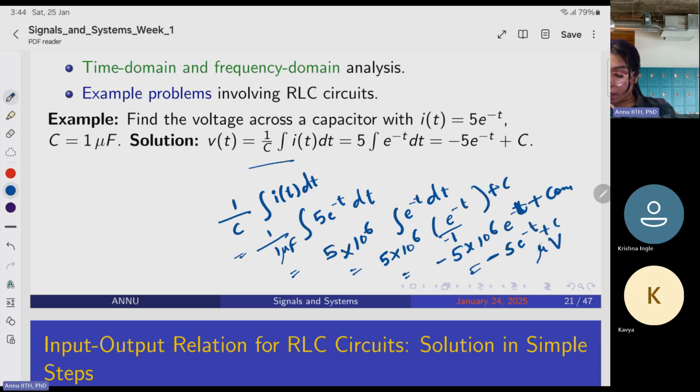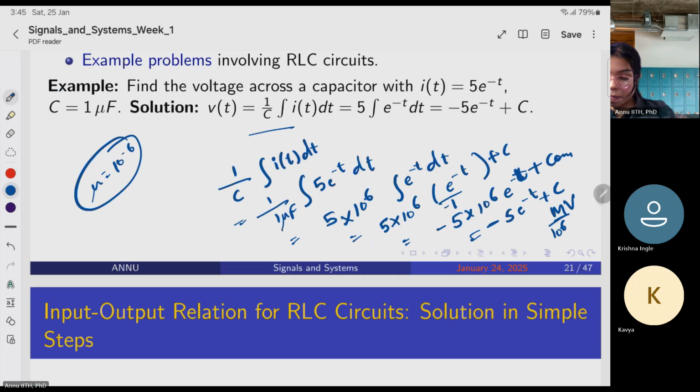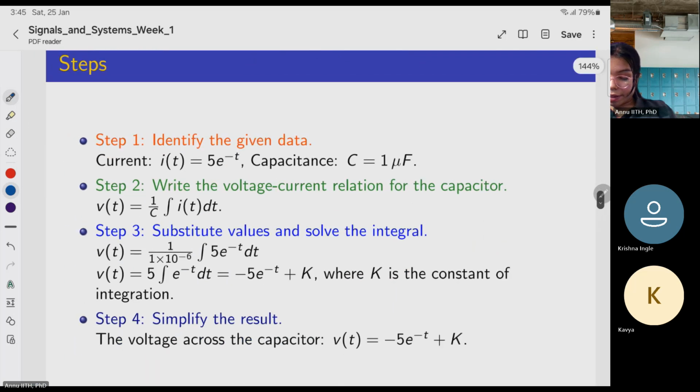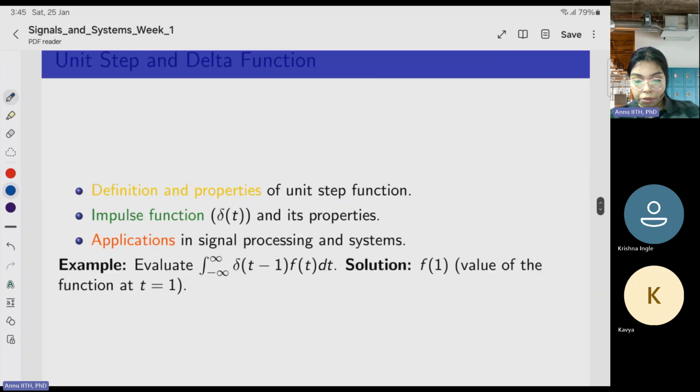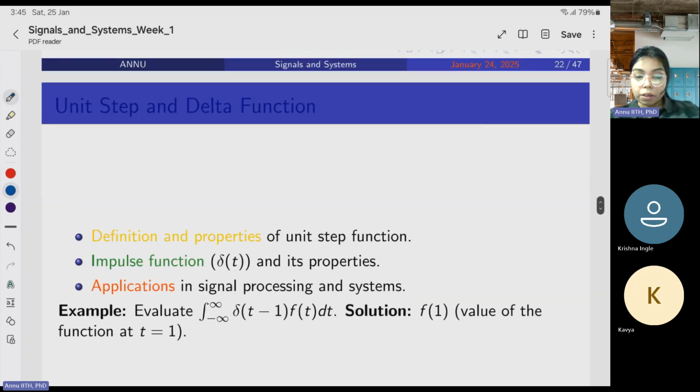And this is in mega voltage, because 10 power 6 is mega, while micro is 10 power minus 6. So the step is also given, where K is a constant. The voltage across the capacitor will be this. I hope this is understood. If at any point of time you want to ask anything, you can stop me in between and ask.